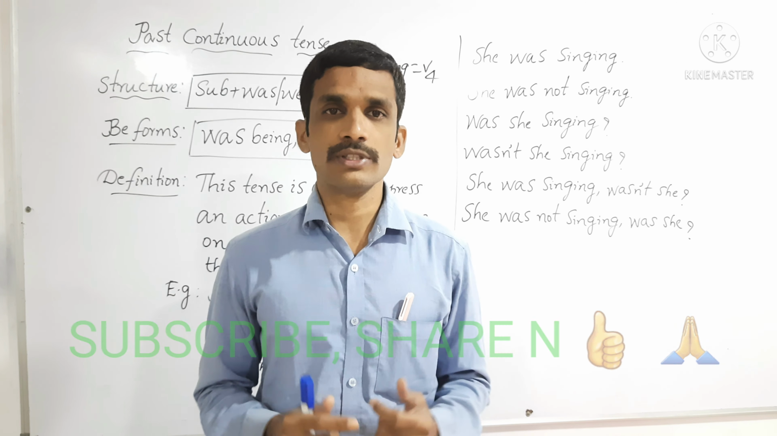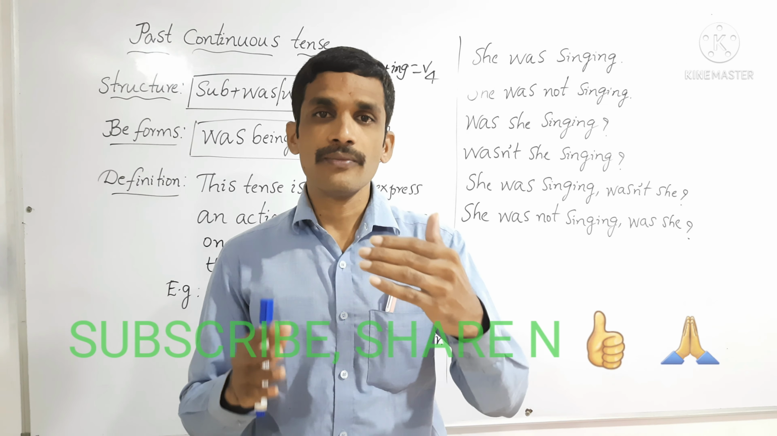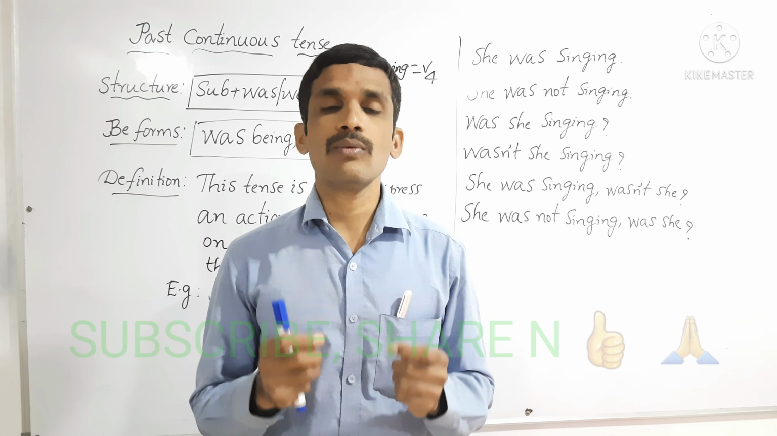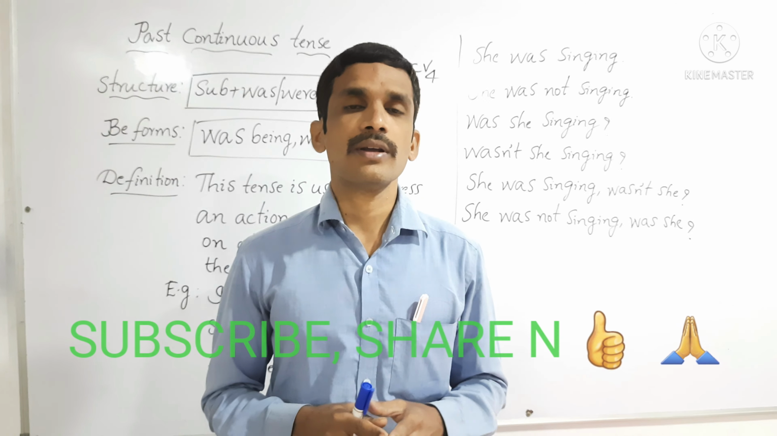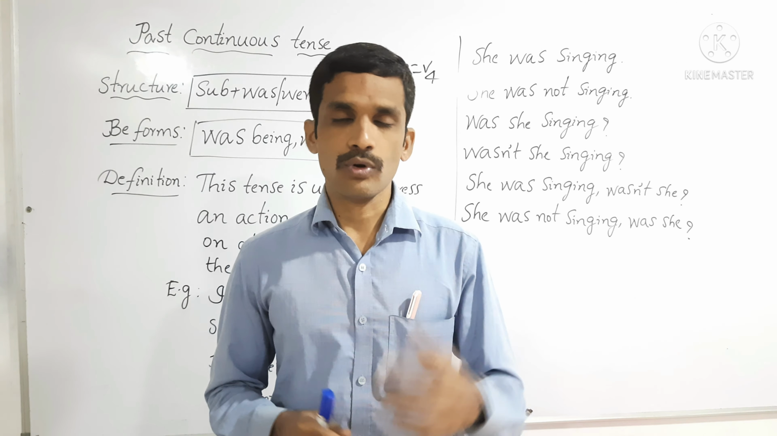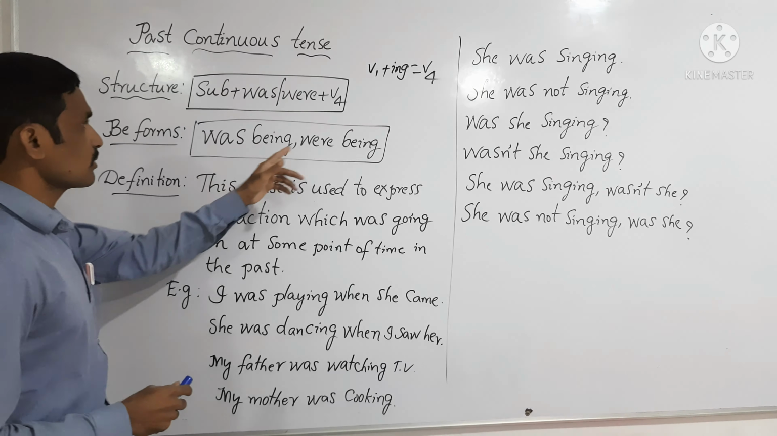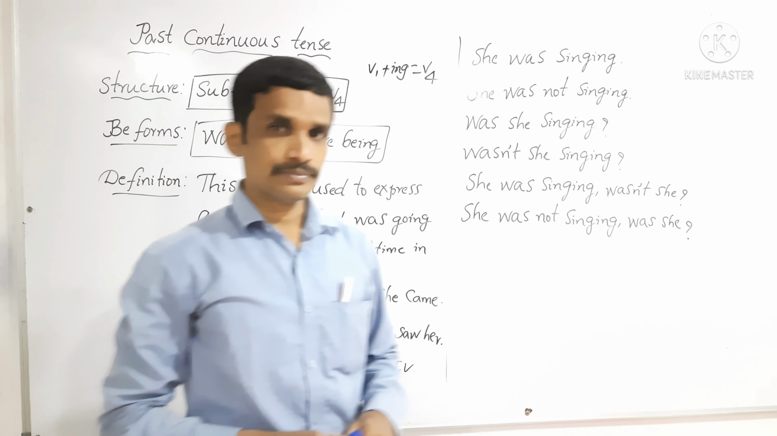Here in the past continuous tense or past progressive tense, after was or were, we have to write V4. That is nothing but V1 plus ing form. The B forms of this tense are was being and were being. Structure is subject plus was or were plus V4.